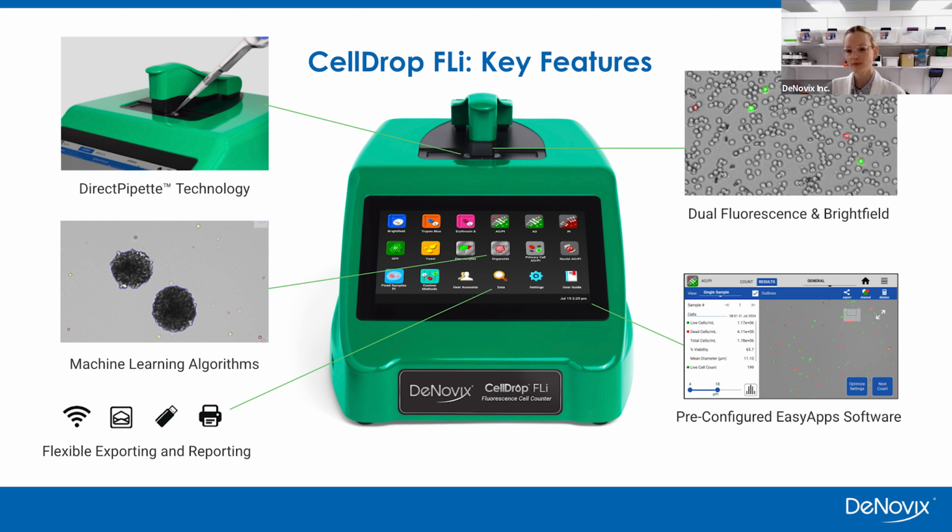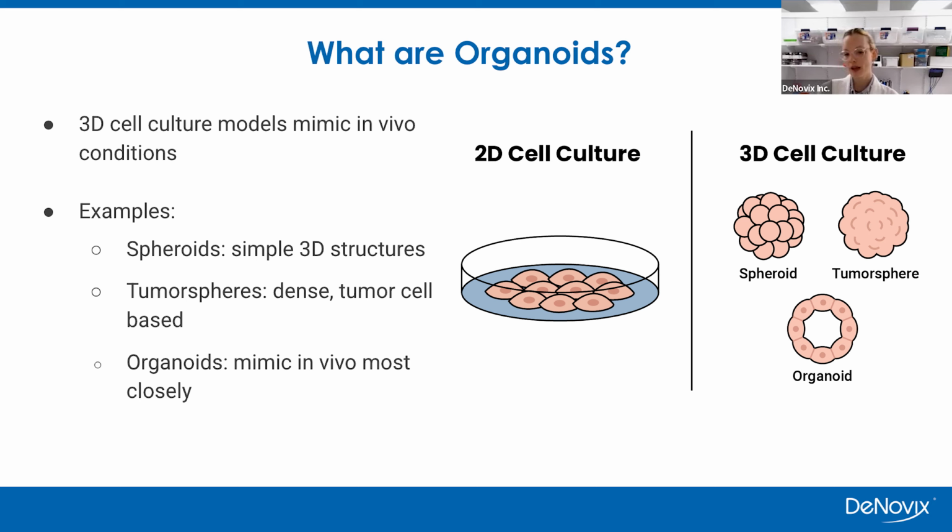For some examples, there are spheroids, which is a term for any simple 3D multicellular structures. One layer up in complexity are tumor spheres, which are tumor cell based, normally a bit more dense and still sphere-like. And then, being the most representative of in vivo conditions, are organoids. They are dense and, as the name suggests, are organ-like structures. So the cells can have polarity, the cells can interact with one another, and they can even interact with their environment.